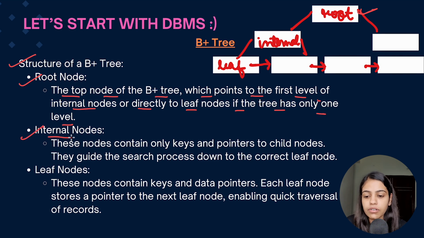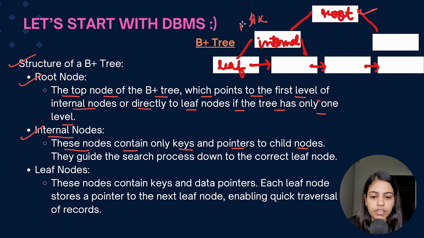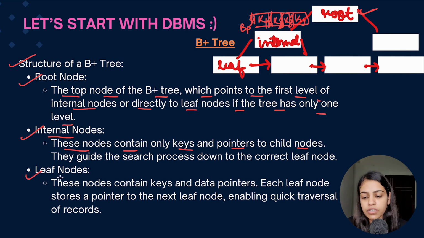Now coming to the internal nodes, these nodes contain only keys and pointers to the child nodes. This node only contains keys and the block pointers, or you can say the pointers to the child nodes. It doesn't contain any data pointers, it only contains the keys. So it will be K1, K2, K3, K4, and in between there will be block pointers for the children.